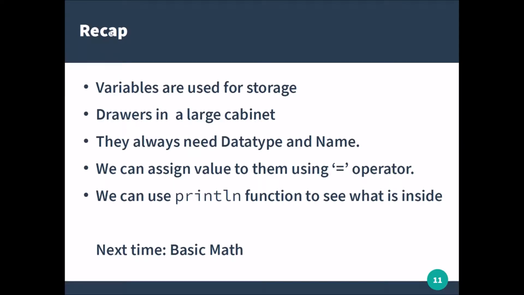So, to recap, in this episode we learned that variables are used for storage. We can for now think of them as drawers in a large cabinet. Every time we make one, we need to give them a data type and a name. After that, we can assign values to this variable using the single equals sign. We also saw how we can use the println function to see what is inside a variable. Now that we have storage, we can start to think about doing some basic math, which is exactly the topic of the next episode.